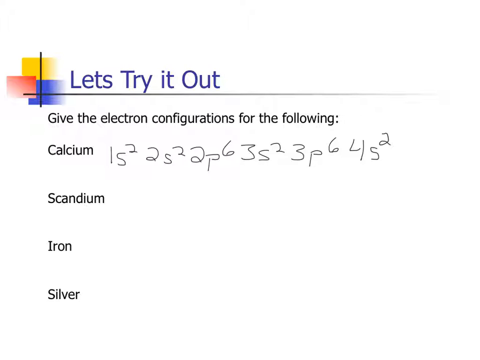Now, scandium, something happens. All of a sudden, we get to scandium, and we go from that s back down to the d block. What happens there? Remember that the d block is equal to n minus 1. What row is scandium in? Scandium is in row 4. That means it's the 3d that it's in.